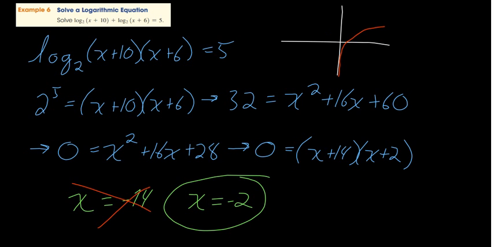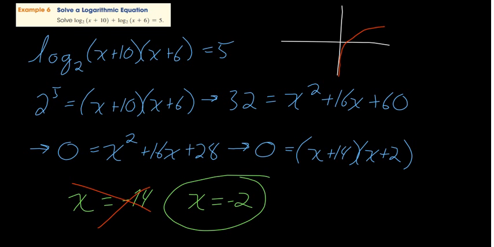So again, let me just recap this. If I were to plug in negative 14 into here, negative 14 plus 10 is negative 4. You cannot take the log of a negative 4. But if we plug in a negative 2, negative 2 plus 10 is a positive 8. That's good. We want it to be positive. And if we plugged in a negative 2 here, negative 2 plus 6 is a positive 4, which is also positive. That's why negative 2 works, because when I plug it in, it still makes the argument a positive number.